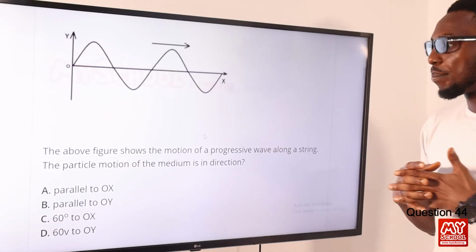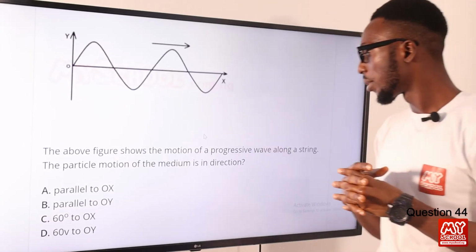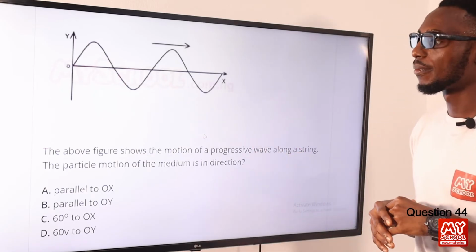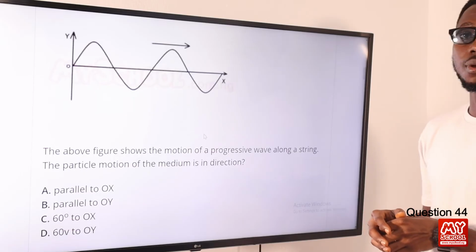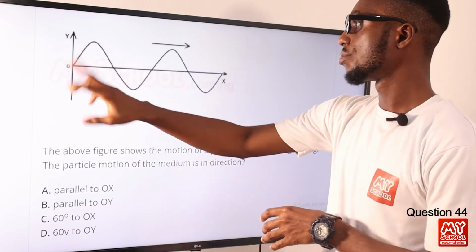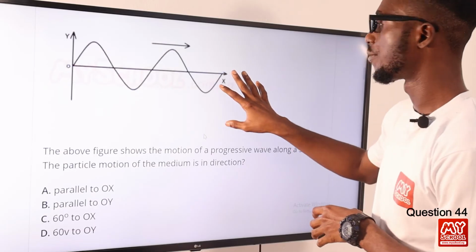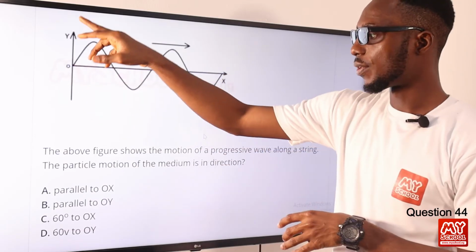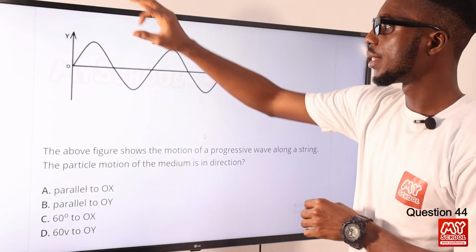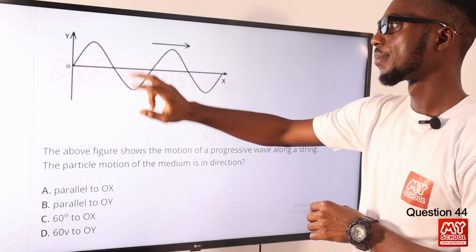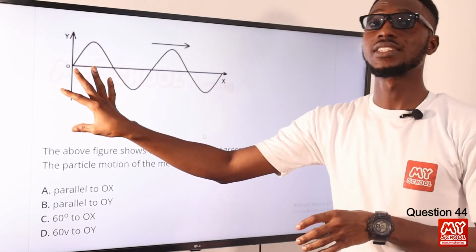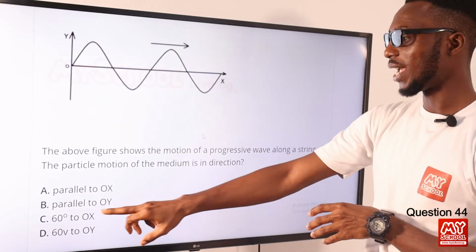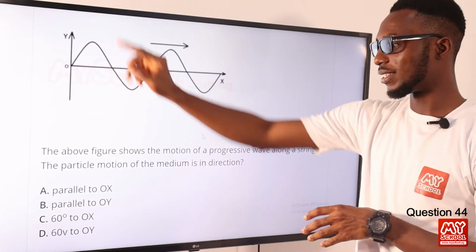44. The above figure shows the motion of a progressive wave along a string. The particle motion of the medium is in direction what? So this is vibration of the particle, or you can say medium. Then we have direction of travel of the wave. This is for the wave, this is for the particle. This is your crest, this is your trough. Maximum upward, maximum downward. This is a very good representation of a transverse wave. So the correct option here is parallel to OY. So option B is the right option.